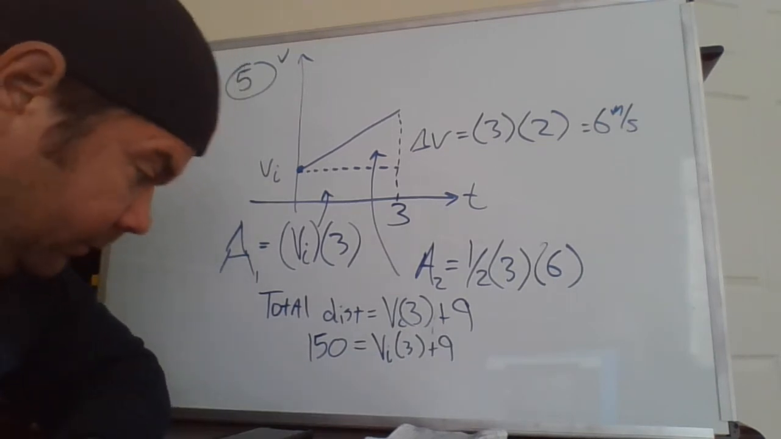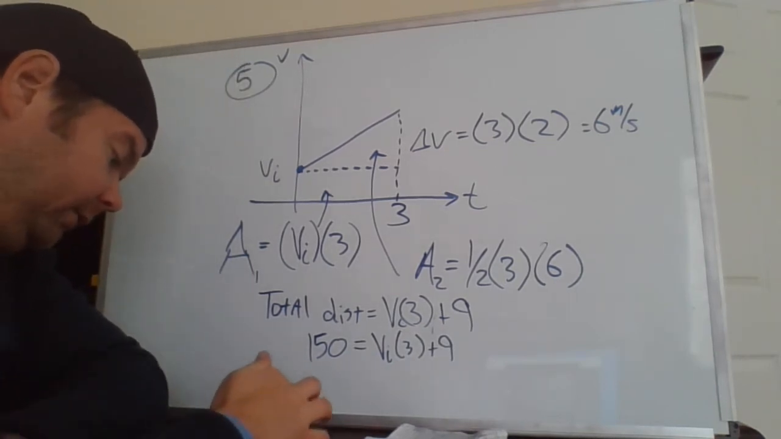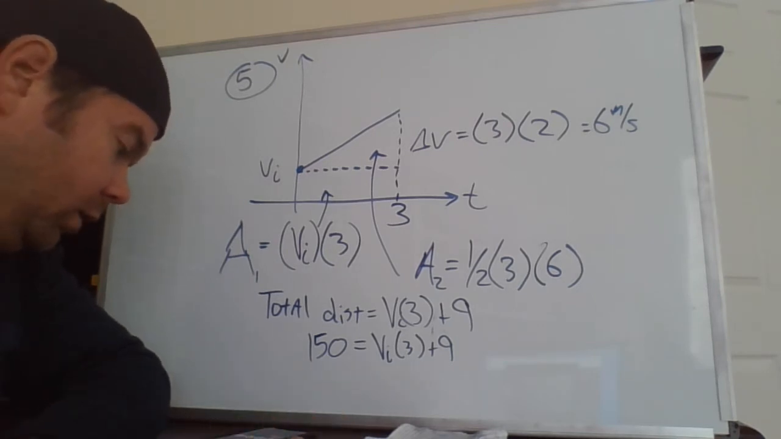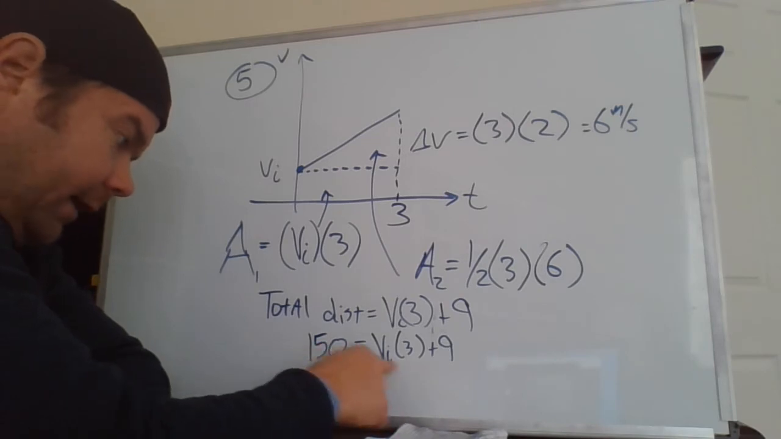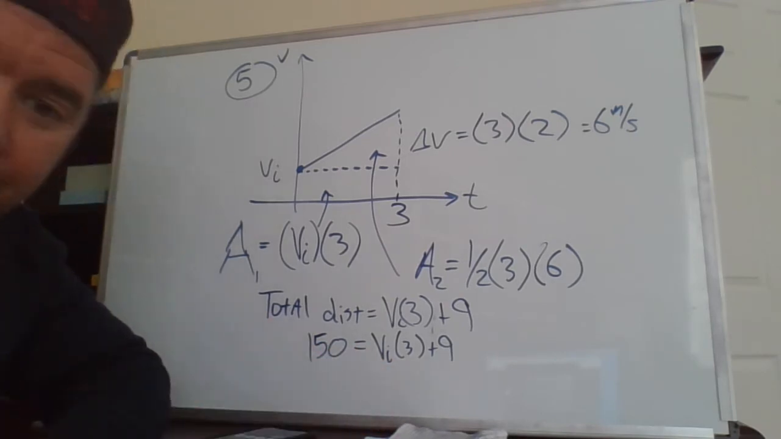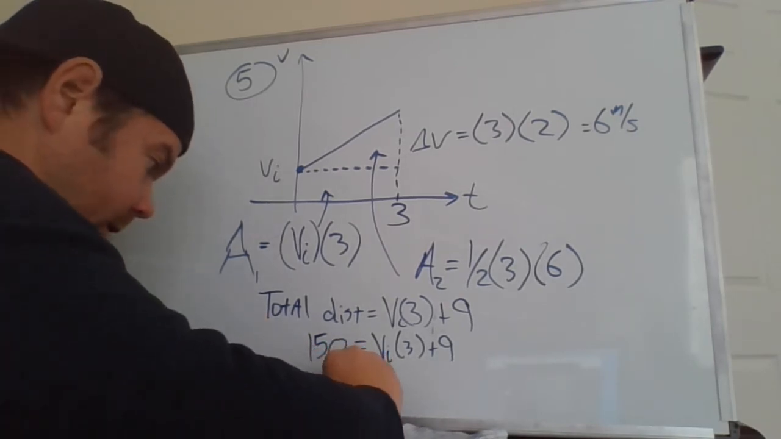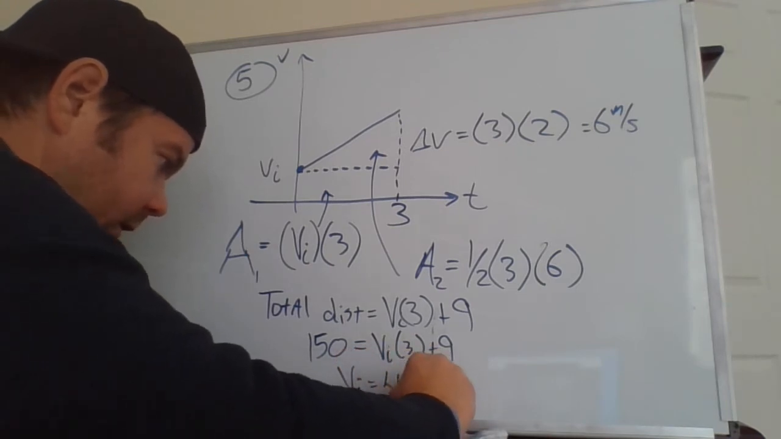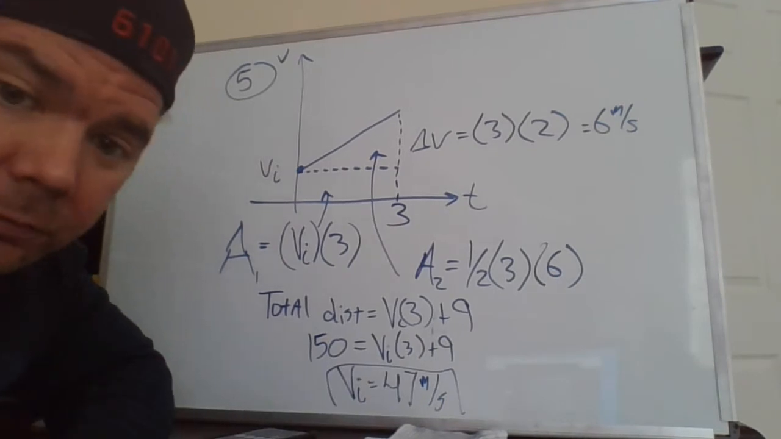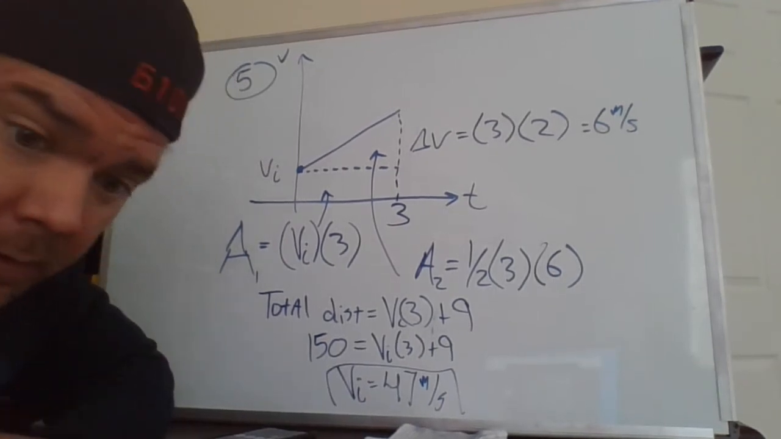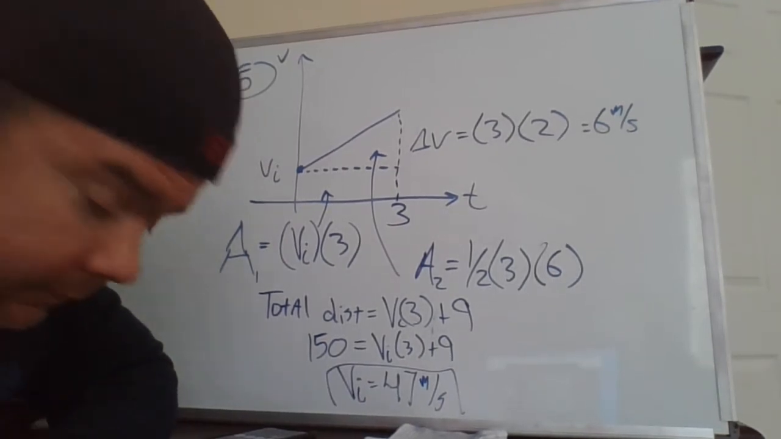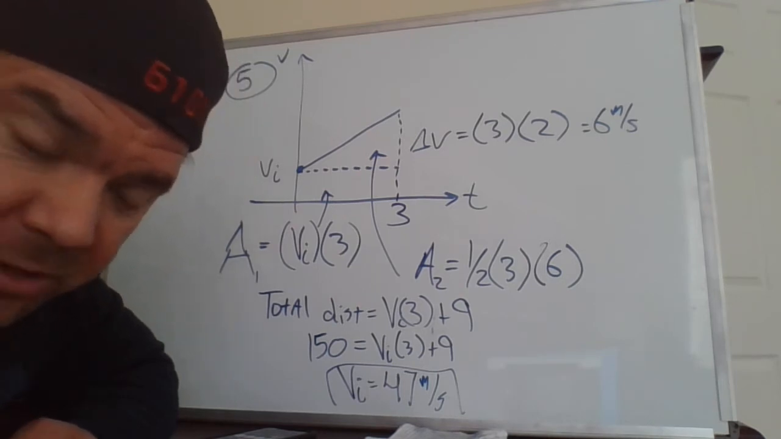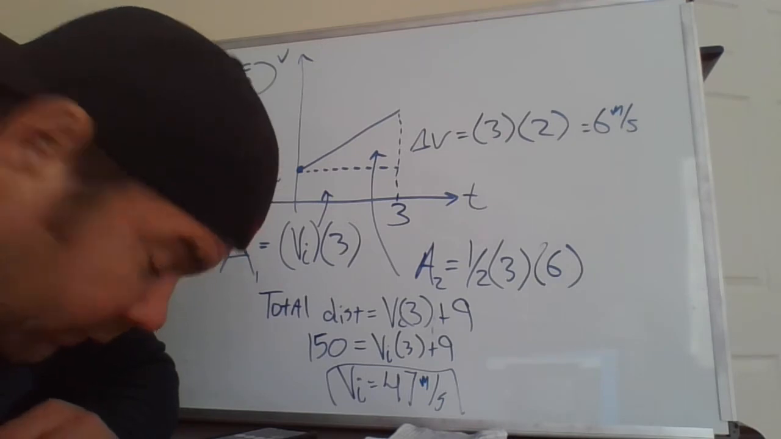And I'm just 2 steps away from solving this equation. So if I subtract 9 from both sides, boom, 141, and then divide both sides by 3, I get 47 is the initial velocity. 47 meters per second is the initial velocity. Okay, and it looks like that's it for question number 5. All right, question number 6.